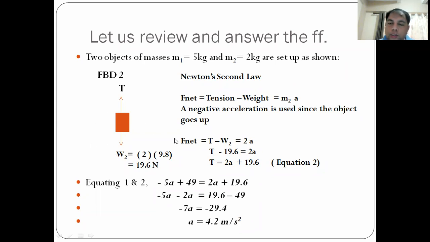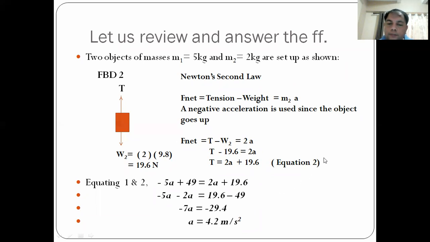So this whole system will now move with this acceleration. The body on the left side will go down, while the body on the right side will go up with this acceleration value.